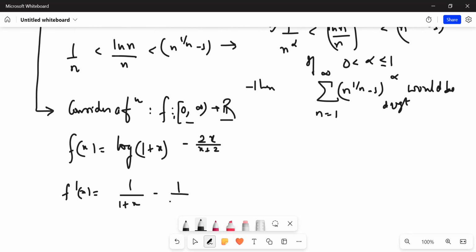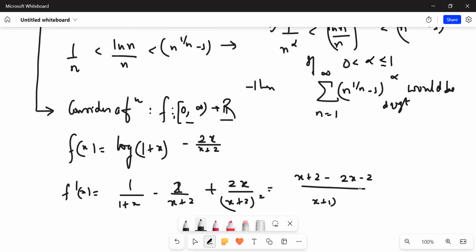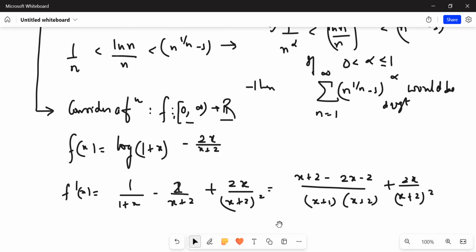Here I'll get the derivative 2 upon x plus 2, and then I will get plus 2x upon x plus 2 whole squared. Which would imply x plus 2 will go there. So I'll get x plus 2 minus 2x minus 2 divided by x plus 1 into x plus 2, plus 2x divided by x plus 2 whole square. And a little bit of calculation you may do, I have already done.